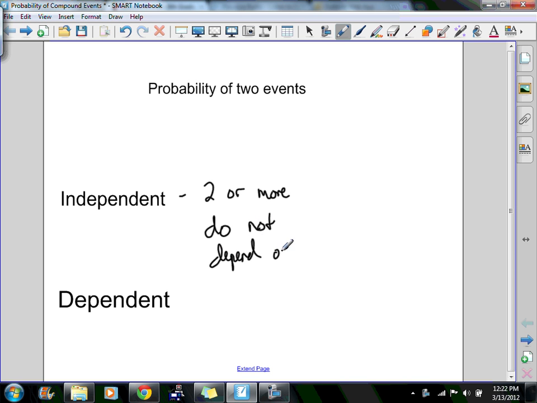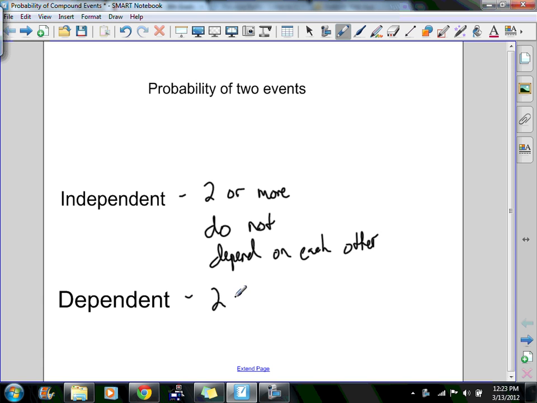Okay, so an example of this, quiet please. Okay, the example of this would be rolling a dice and then flipping a coin. Okay, the dice has nothing to do with the coin, therefore those would be independent events from each other.